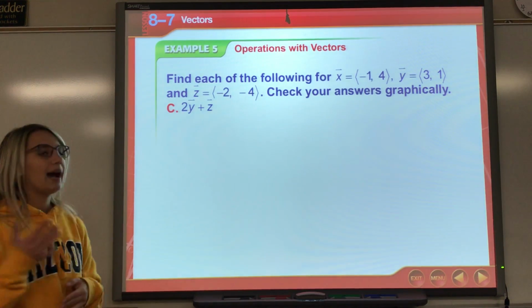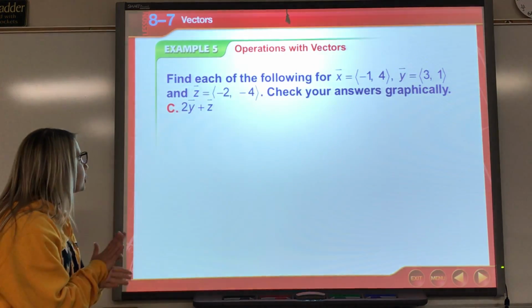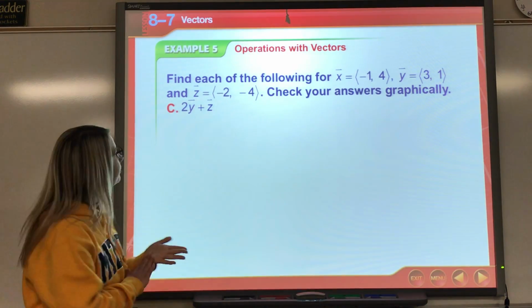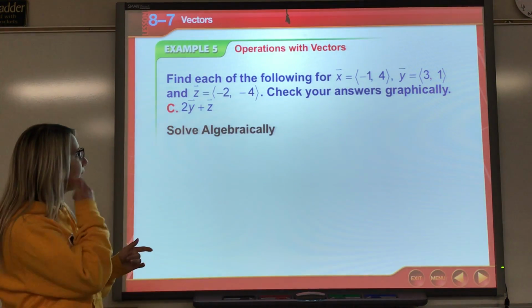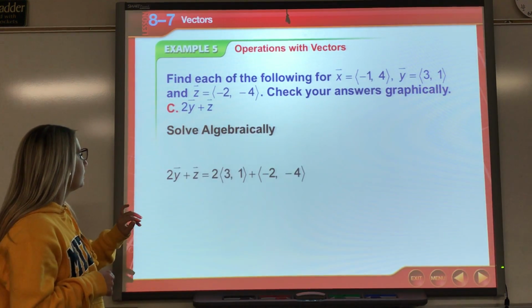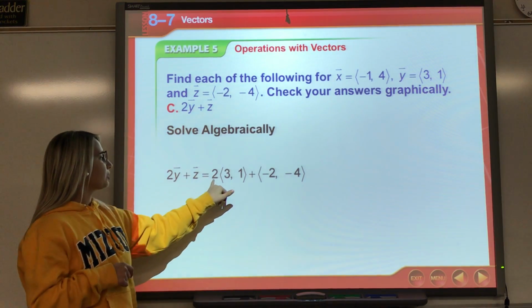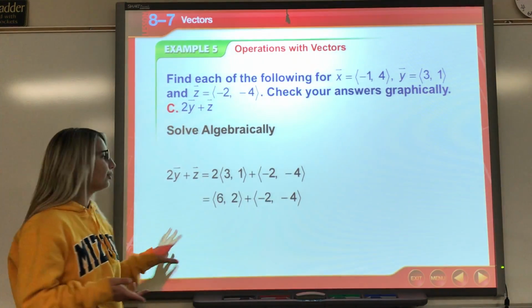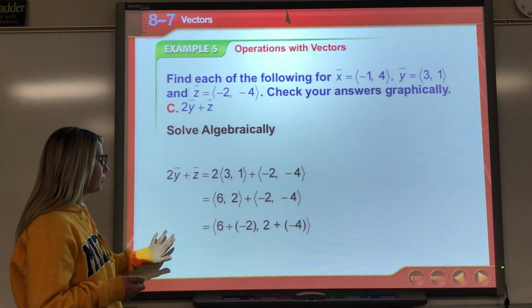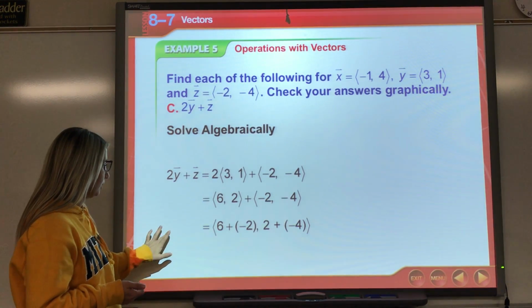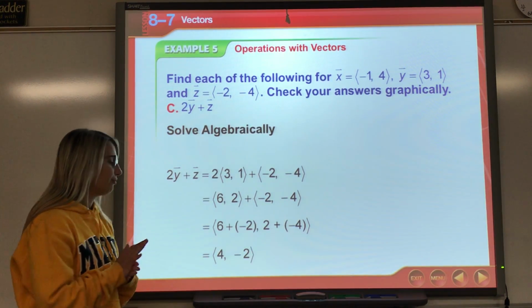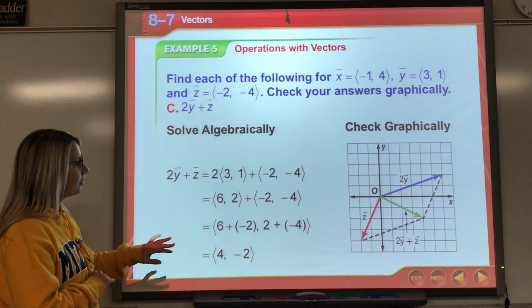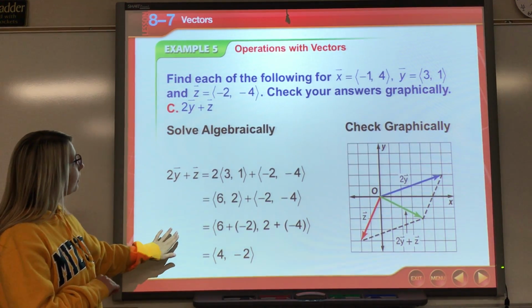Now this one we're adding and we have a scalar multiplication. First we have to take 2 times vector y, and then we can add it to the vector z. We put the 2 on the outside of y, distribute that through, then do the vector addition, and we end up with 4, negative 2. And that's what that one would look like.